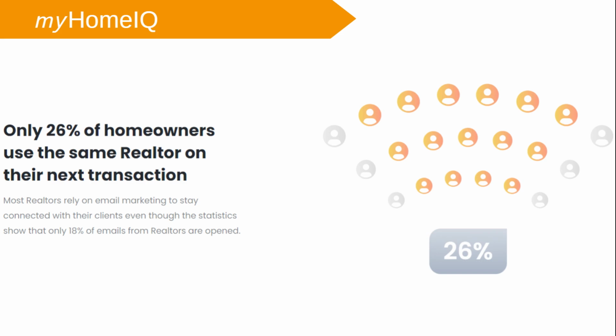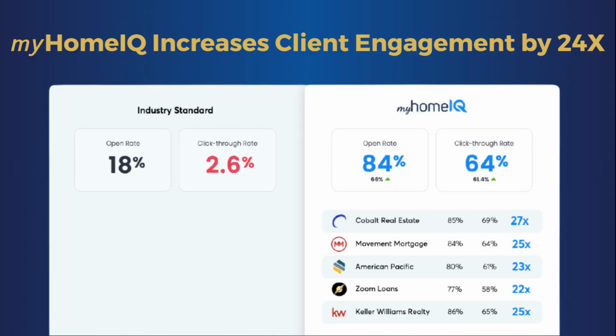That way you can stay in business long term with all of your clients that you've worked hard to generate. So with all of the stats from all of the different people and realtors that are utilizing this, the average open rate from a MyHomeIQ email is 84%. And then the click-through rate, meaning them actually clicking to see the report, is 64%.